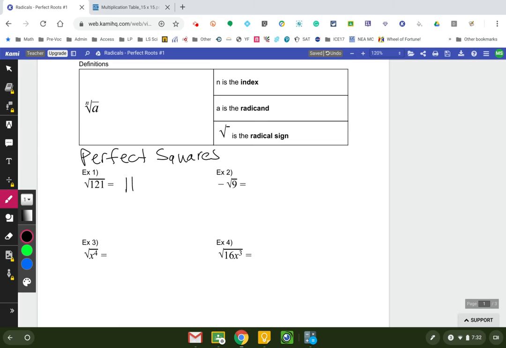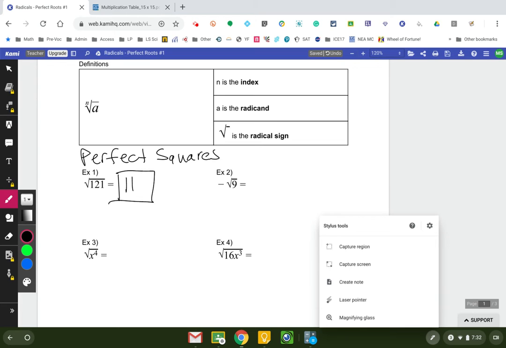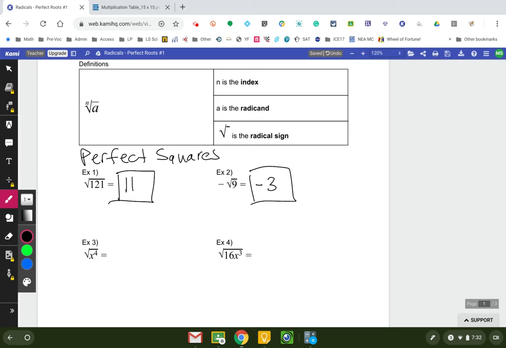All right. So next problem, example 2, is similar. The only difference, if you notice, is we've got this negative sign right out here. So if you see a negative outside, it automatically carries over to your answer. And if you look at that multiplication table, the square root of 9 is 3. And if you want, you can also use your calculator to do square roots. They'll do them just fine. And in fact, you're probably using it more often for that too.